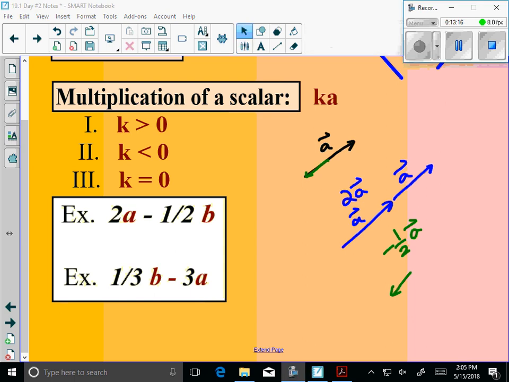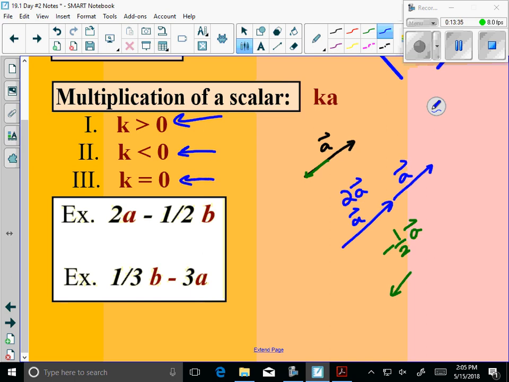So we've kind of hit on this. If K is greater than 0, it's going to change the magnitude, but it's going to keep the same direction. Here, we would change the magnitude and alter the direction. And then here, what would happen? It just disappears. If K is 0, then the vector disappears, and it has no magnitude. The 0 vector has no direction and no magnitude. Some people think that the 0 vector has a magnitude and a direction. No. I don't think that can be argued logically.